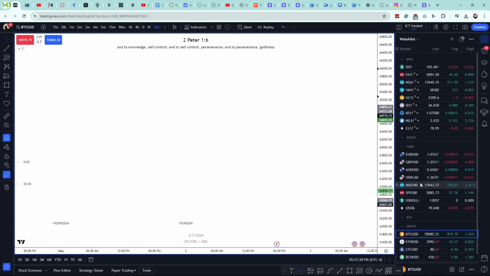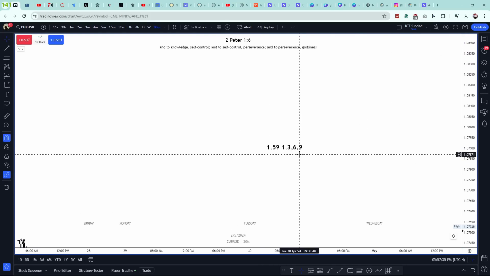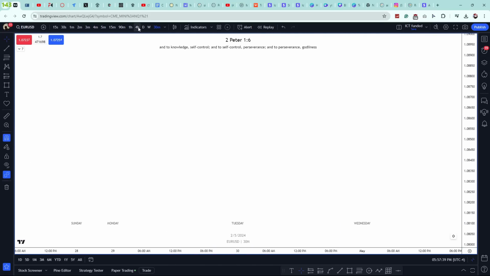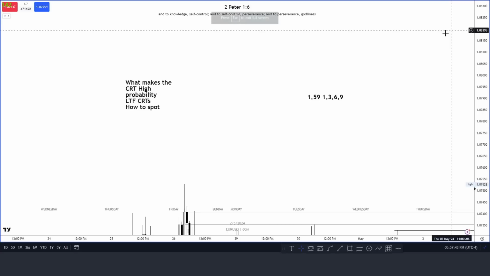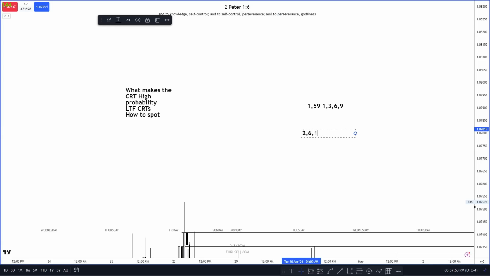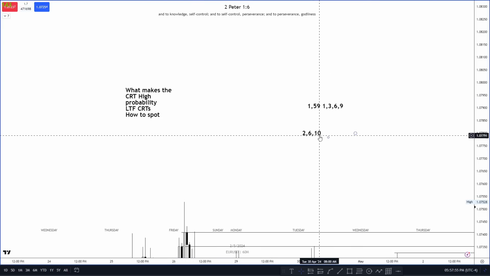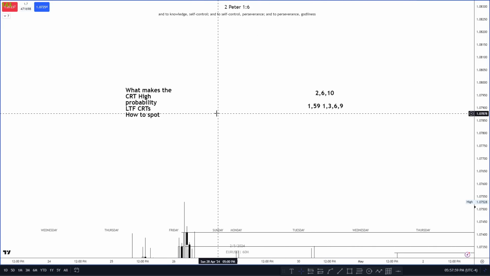Just going back to Euro USD, where I have my notes. 1591369. Don't get tripped up by these numbers. Also right here in 2610 for futures. But 9 o'clock is always an important candle, regardless, universally, right? 9 a.m. Eastern time. Everything's going to be in Eastern time.